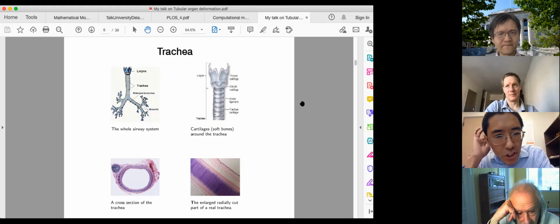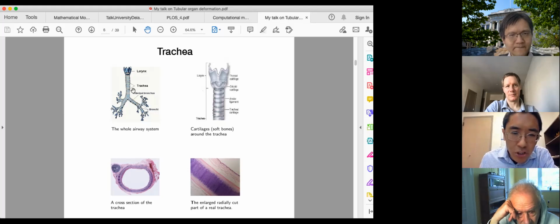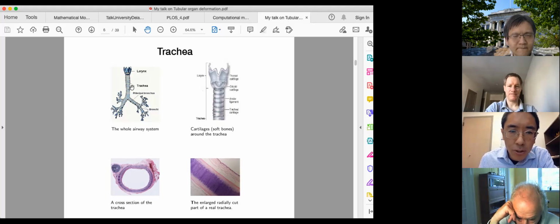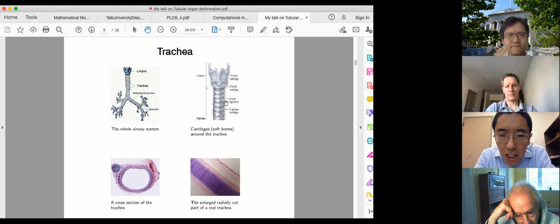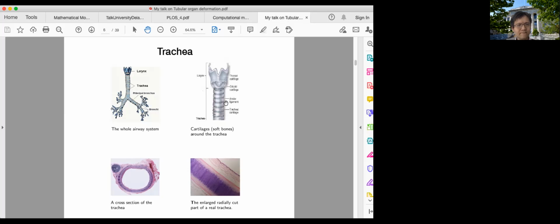For the trachea, this is the structure. This is the whole airway system, and you can see the trachea is this main part, and then two branches into the lungs. Above that is the larynx. The second picture is just the main part of the trachea, and you can see there are many rings around the trachea. The rings we call cartilages. They are bones but very soft. They maintain the structure of the trachea.